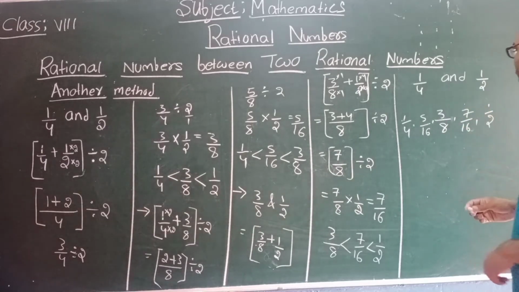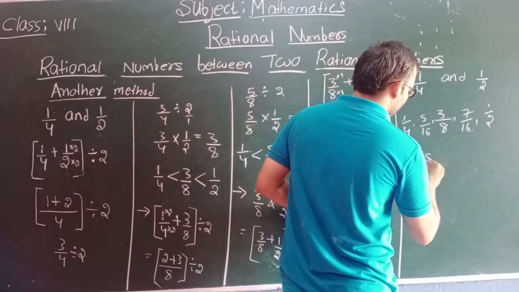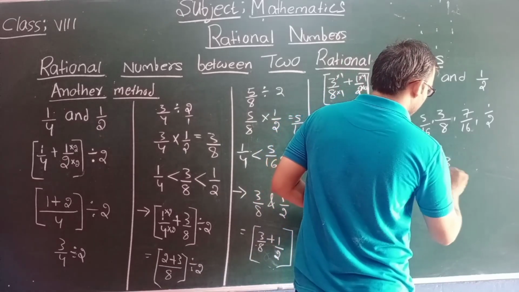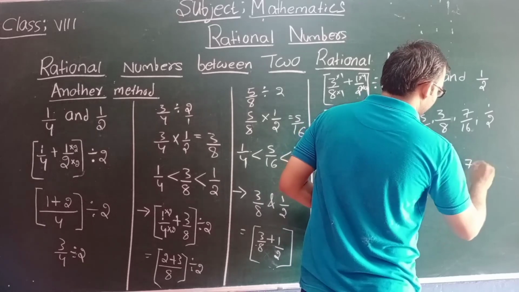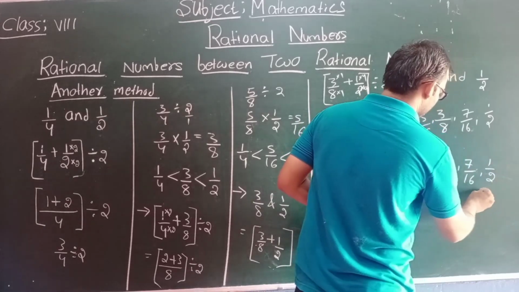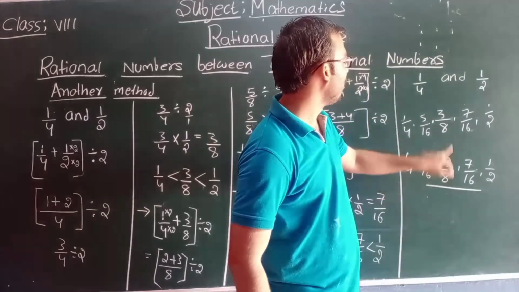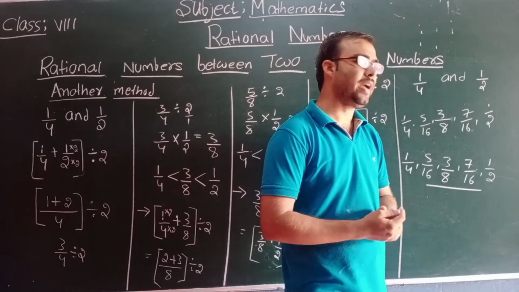Now once again I will rewrite: 1 by 4, 5 by 16, 3 by 8, 7 by 16 and 1 by 2. So these are the numbers between the two numbers, 1 by 4 and 1 by 2.